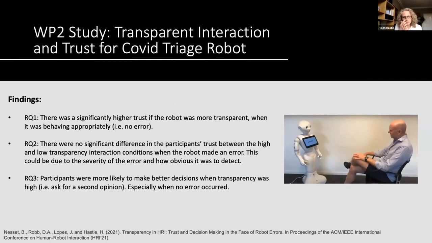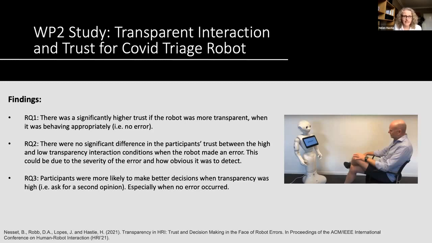Here's an example of a study that we did for a COVID triage robot. This is a robot that would be, for example, at a hospital and either decide to send you home because you're fine, or to hospitalize you, or send you on for further tests. It was a video-based evaluation. Some findings, just to give you some examples: there was significantly higher trust in a robot that was more transparent. So transparency is a good thing for managing trust when the robot is behaving as it should.